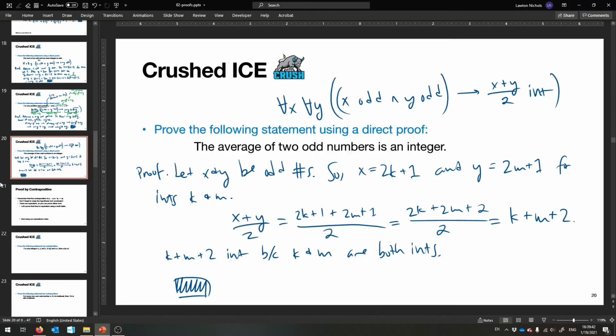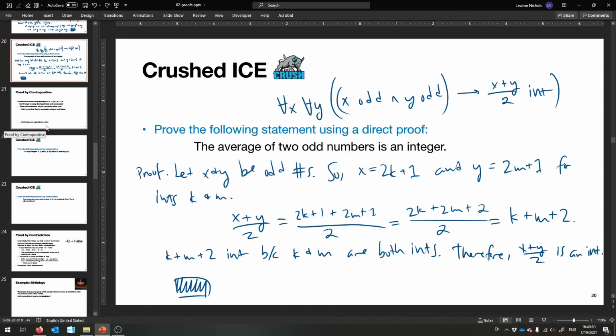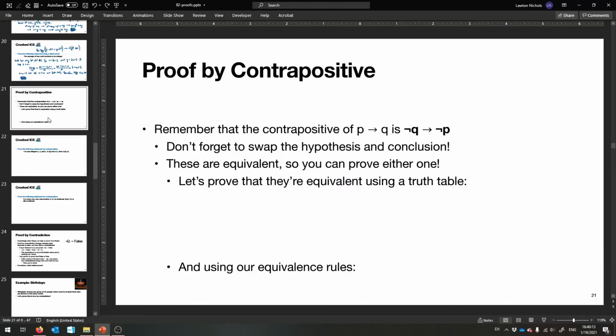Maybe we should say at the very end, therefore, (x plus y) over 2 is an integer, just to drive the point home. Okay, then mic drop, and we're done. Okay, did you get that one? It's a lot easier than the previous one because we didn't have to think of any secret tricks, but that is that. Okay, so let us move on to the next topic, the next way of proving things, and we'll go from there.